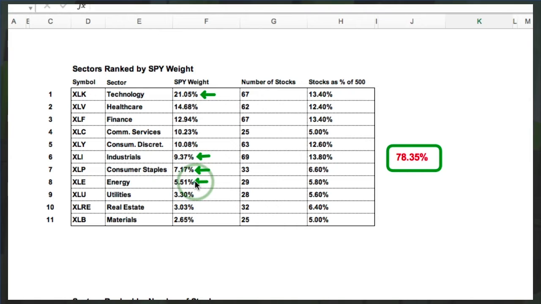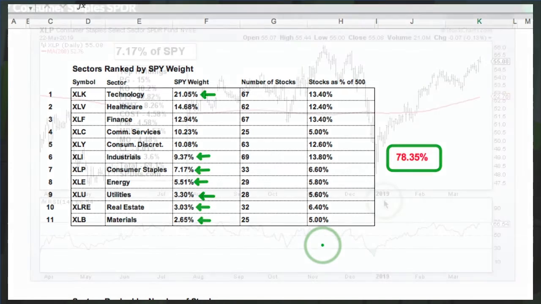Energy is under 6%. And then you have the bottom 3, utilities, real estate, and materials at somewhere between 2.65 to 3.3%. But the main point here is that if you're doing broad market analysis, you need to take these weights into consideration. And technology, healthcare, these top 6 are the ones we need to focus on as far as the broad health of the market is concerned because they're the main drivers. The other ones are kind of like rounding errors almost.